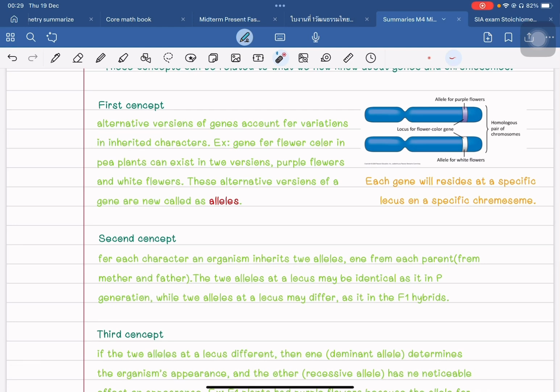The second concept is that for each character, an organism inherits two alleles, one from each parent, one from the mother and one from the father. The two alleles at the locus may be identical, as in the P generation, while the two alleles at a locus might differ, as in the F1 hybrid.